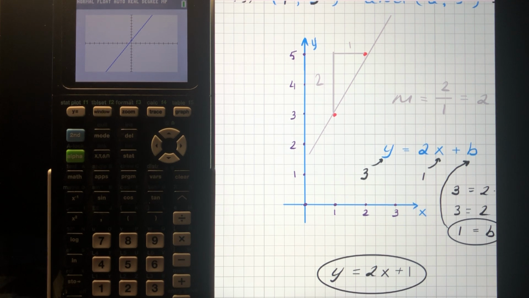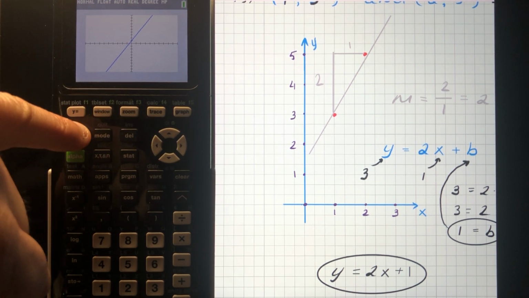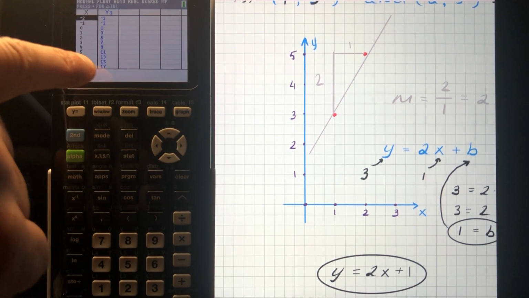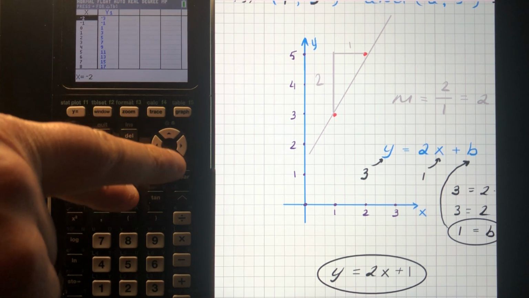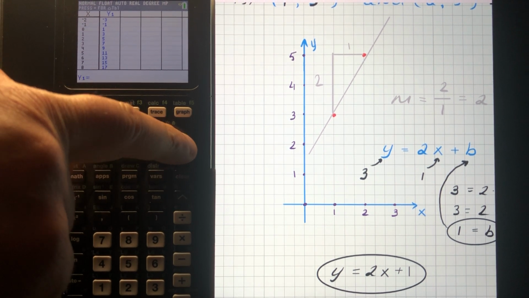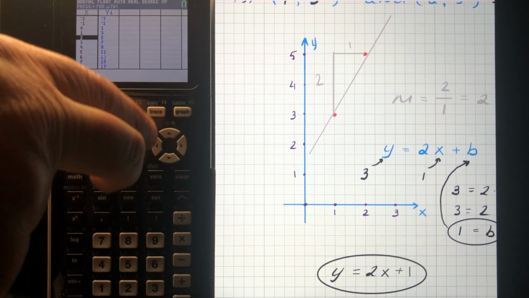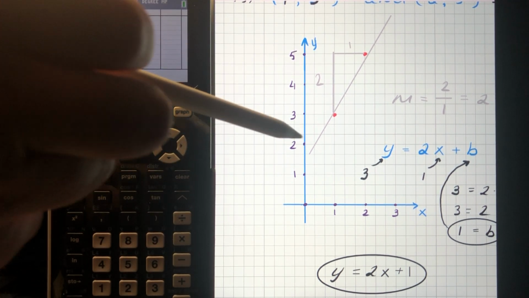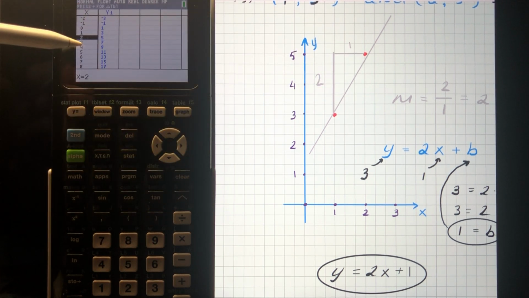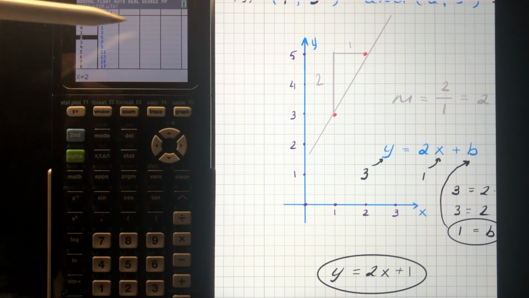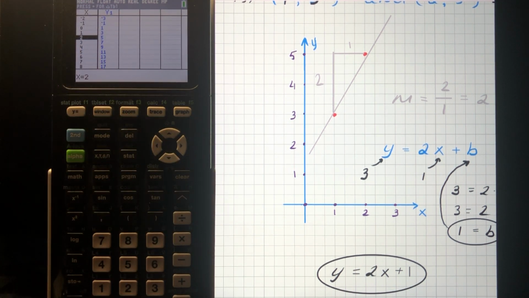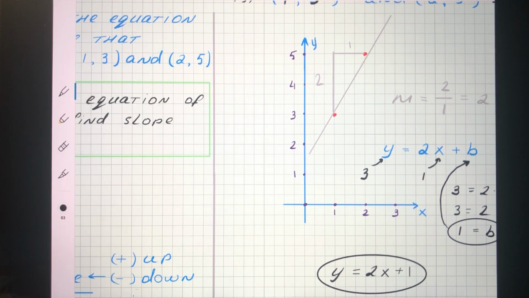Now let's look at which points it actually goes through. The second graph is the table, and we can see right here (1, 3), that's our first point, and then (2, 5), that's our second point. So our graph actually went through the 2 points that were given. And since there is only one line that goes through these 2 points, we have found the correct equation. That's one way to check our work.